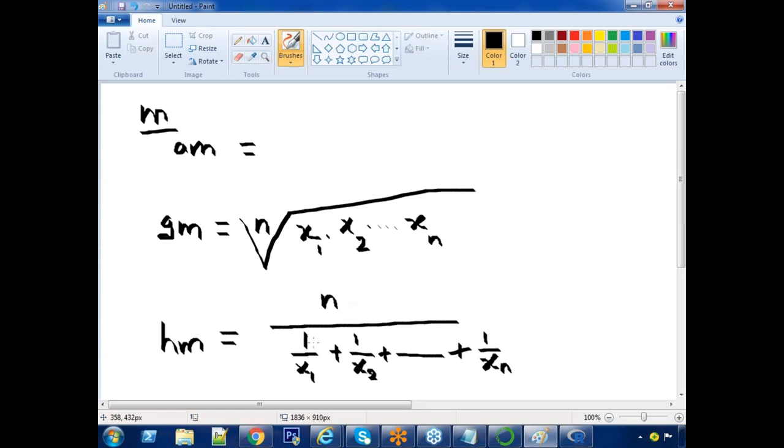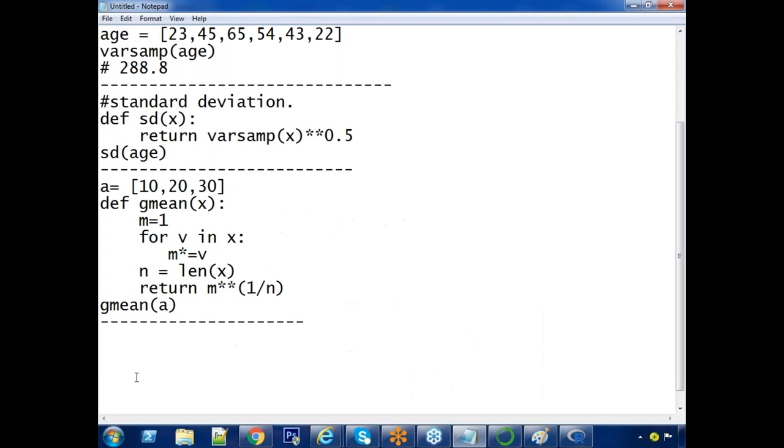It seems to be the biggest formula, sir, but very simply you can develop it in Python. Just check it now. H mean, I am saying. Some list we are passing as argument. Inversions I want: each element, 1 divided by each element. 1 by v for v in x.